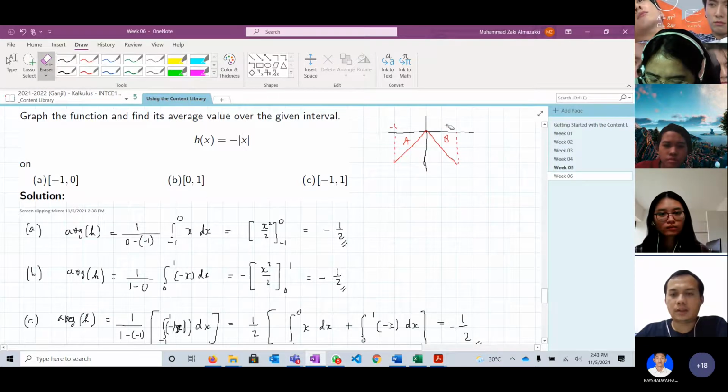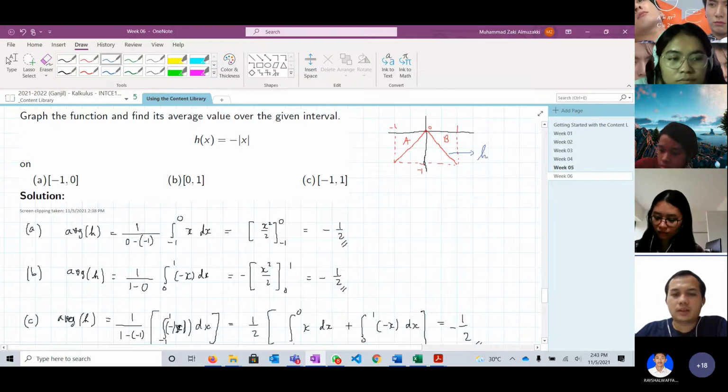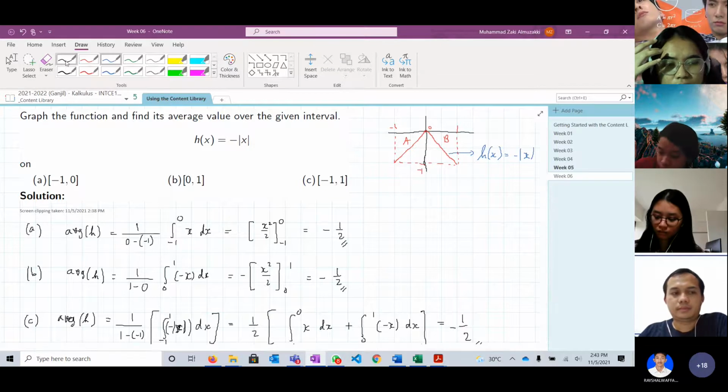Let me make it. Min 1, min 1, min 1. And this line is h of x equals to minus absolute value of x. Oh wait, di mana ya? Min 1.